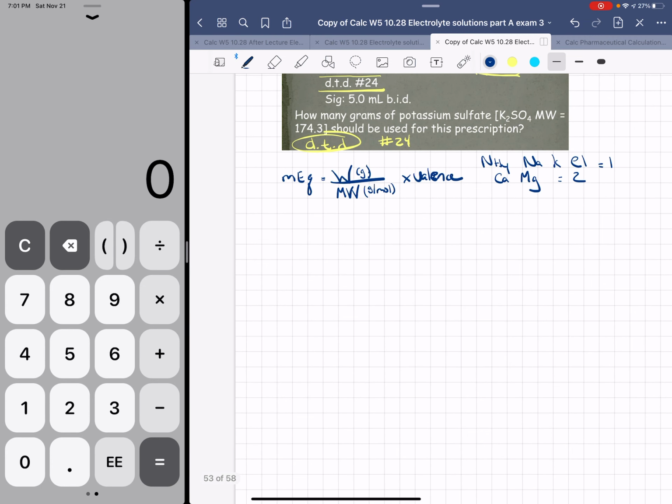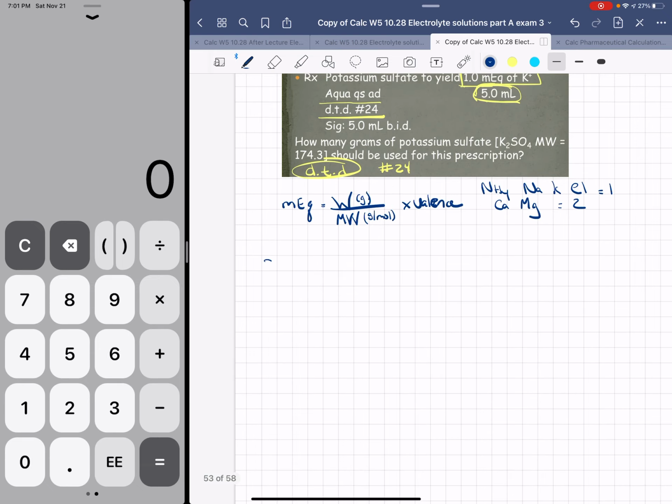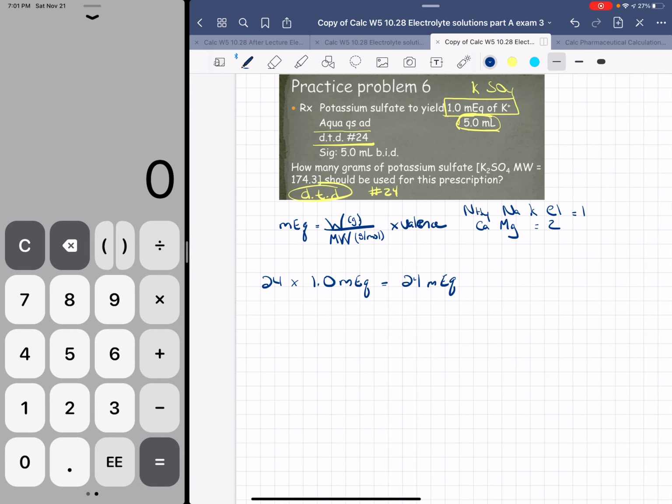Then I'm just going to find out, again, how many milliequivalents I need. So I need a quantity, or a DTD, if you will, of 24. And it is of 1 milliequivalent each. So I need 24 milliequivalents of this potassium. Plug and play into my weight. And the molecular weight is, let's see, 174.3 grams per mole.